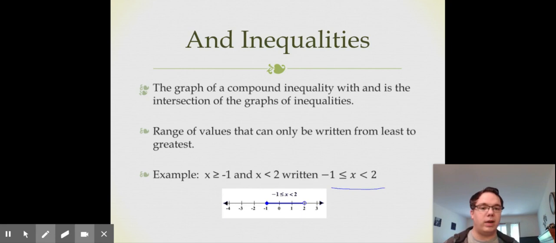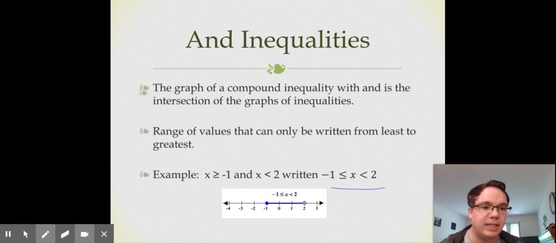So -1 is less than or equal to x is less than 2 is our and inequality, and it shows our range of values. So x is bigger than or equal to -1, so we have a closed dot going to the right, and it's also smaller than 2, so we have an open dot going to the left. So all that's shaded are the values in between. The only values that make both of those things true are the values in between, so it kind of makes a dumbbell.